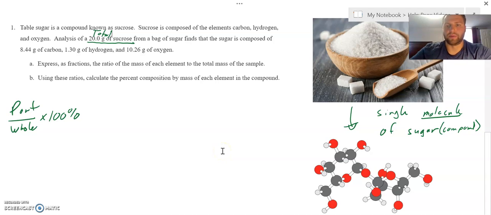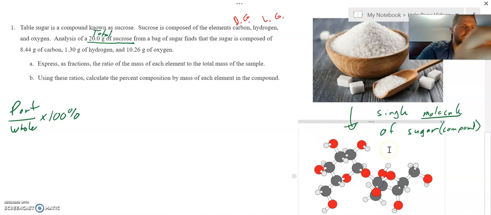So let's go ahead and label those. Your carbons are going to be dark gray. So we'll put the initials. Dark gray is carbon. Your hydrogens are going to be these light grays here. And then you guessed it, your oxygens are going to be the red ones.